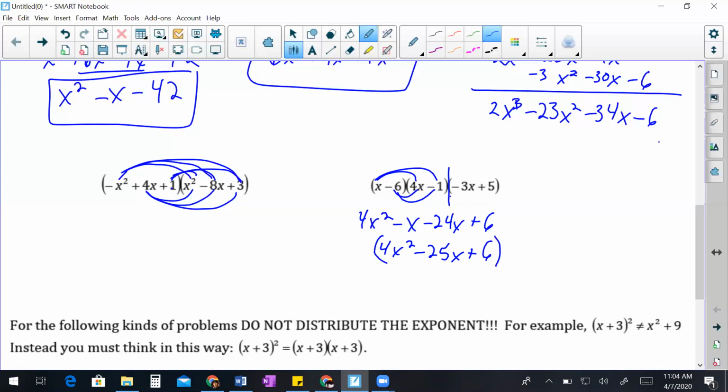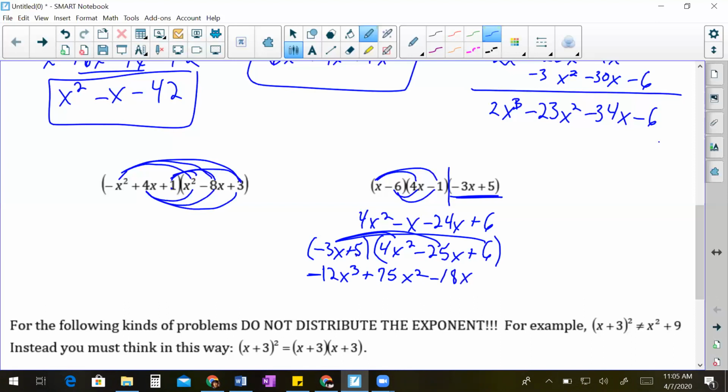Now we're going to multiply it by this piece, negative 3x plus 5. We're going to distribute the first term to all 3 pieces. So negative 3x times 4x squared gives me negative 12x cubed. Negative 3x times negative 25x gives me positive 75x squared. And negative 3x times 6 gives me negative 18x.